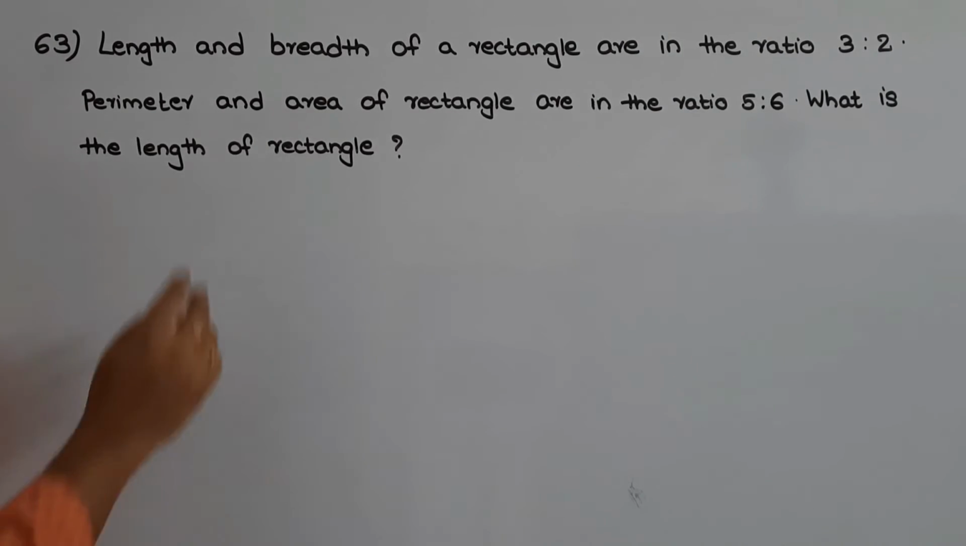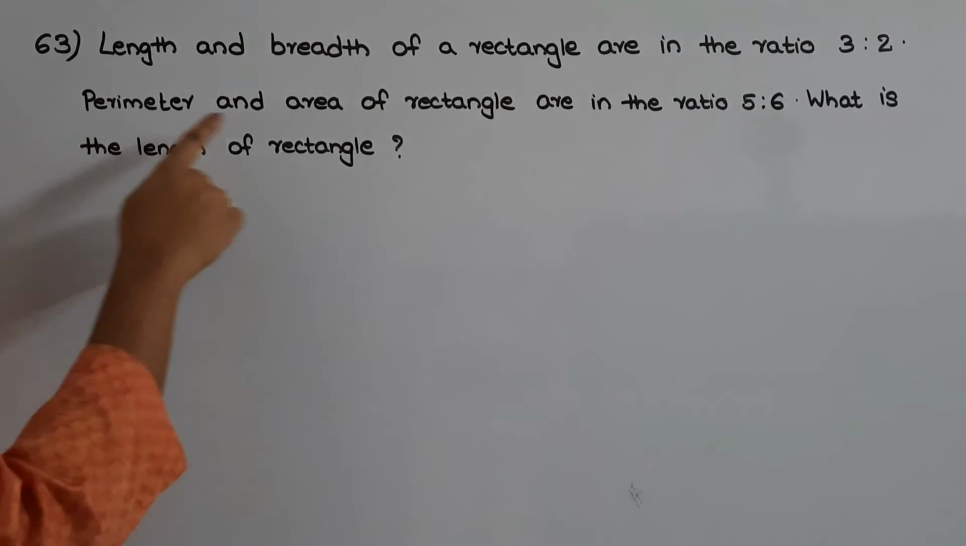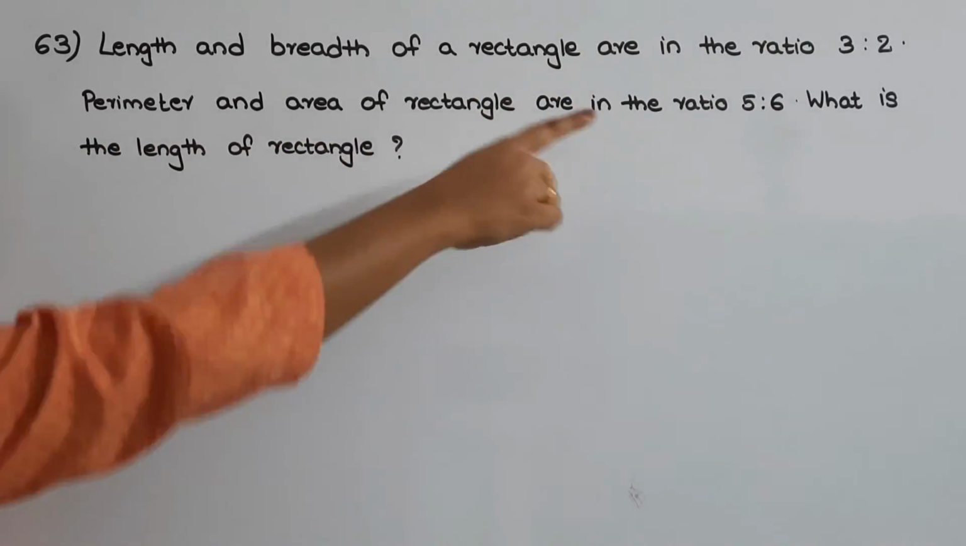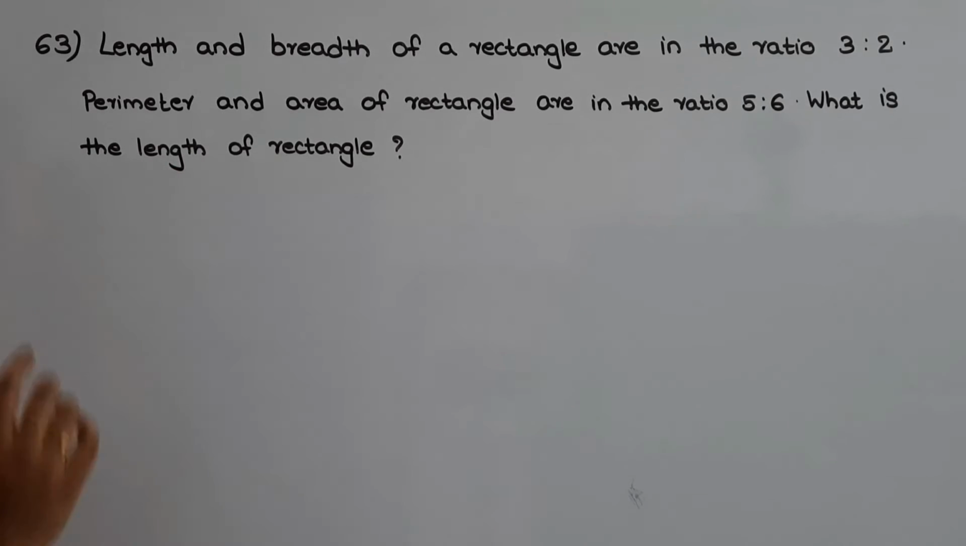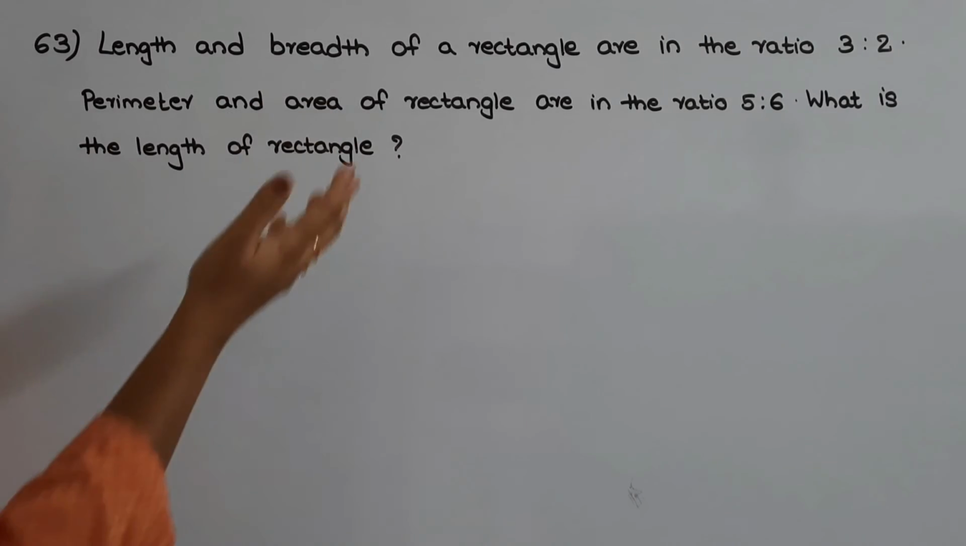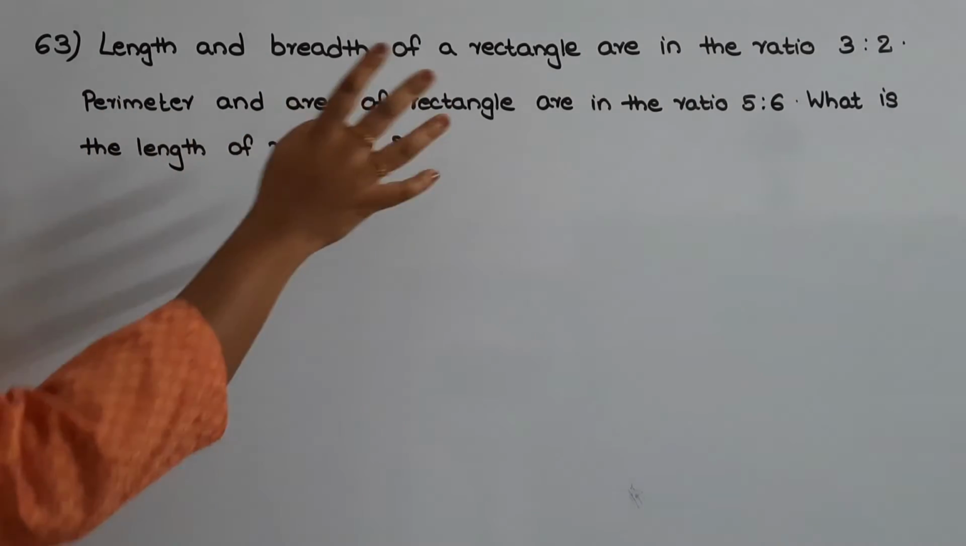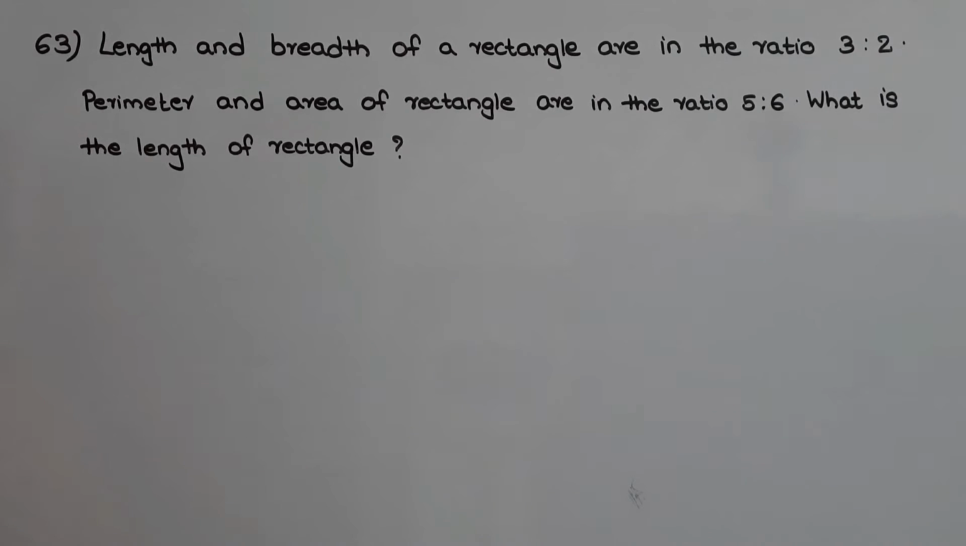The next question is, length and breadth of a rectangle are in the ratio 3:2. Perimeter and area of the rectangle are in the ratio 5:6. What is the length of the rectangle? So in this question they have given the ratio of the length and breadth of a rectangle as well as the ratio of the perimeter and area of that rectangle. So we need to find out the length of the rectangle.